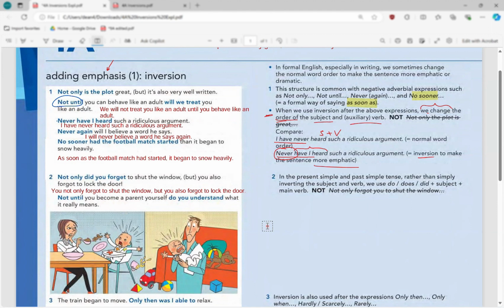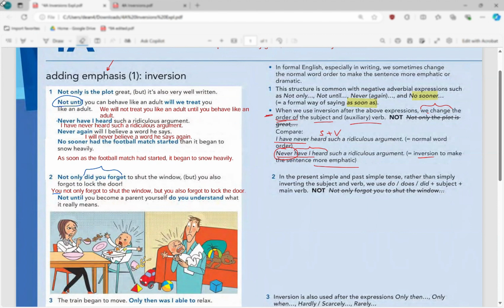You see, guys? Same. I mean, you not only forgot to shut. So when I start my sentence with you, the subject, that's a normal one. But when I start my sentence with not only, which is an adverbial phrase, then we should apply inversion. So when I apply inversion, as I said, I must follow the rules of a question. Here, did you forget? See, guys? Did you forget? Why? Because forgot, you forgot. This is past simple. Right.